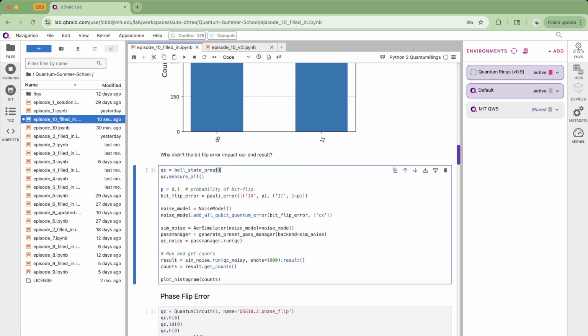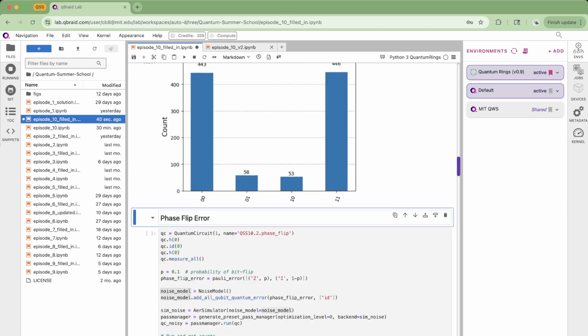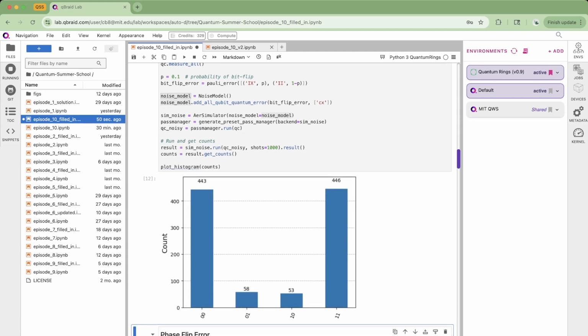So we can see the bit flip error if we have the error happen during the controlled X gate. Here we can have a bit flip error with probability 10%, and then it's going to apply identity on the control qubit, X on the target qubit with probability P, and do nothing with probability 1 minus P. We're going to add this error everywhere we have a controlled X gate, and all the rest of this is the same. And now we can see we have around a 10% chance of having a bit flip, because there were 1,000 shots and we have around 100-ish that have a bit flip error.